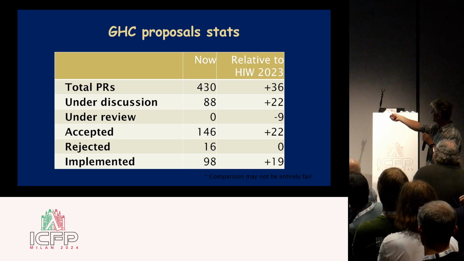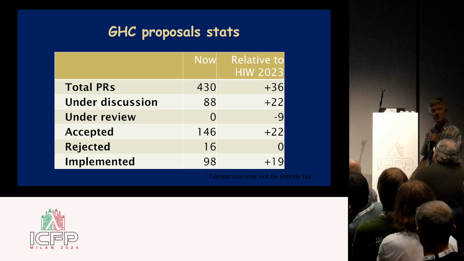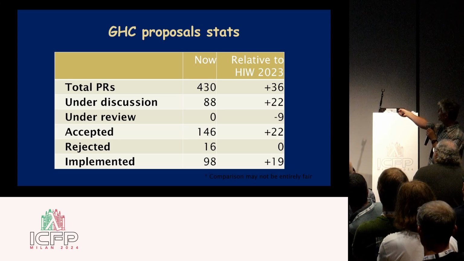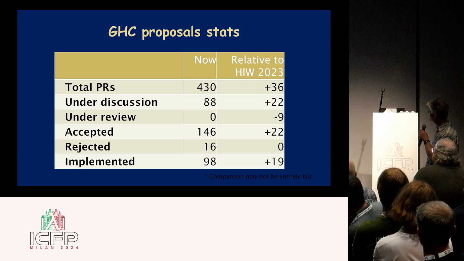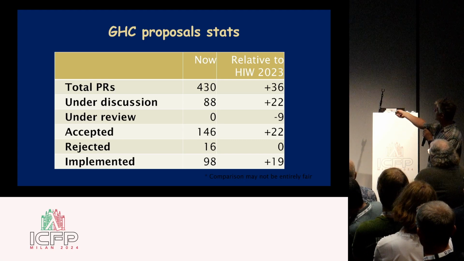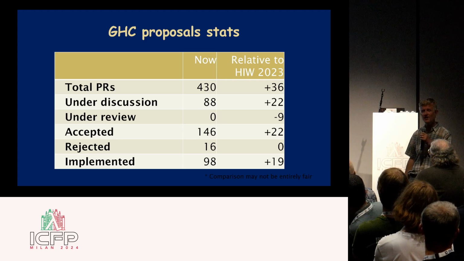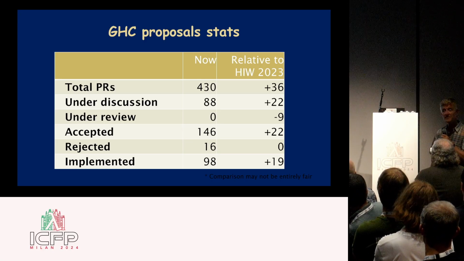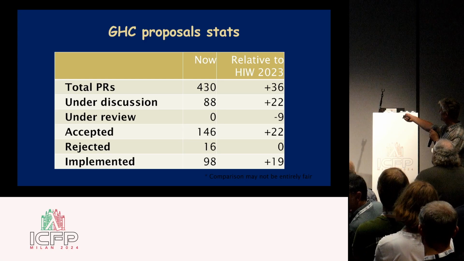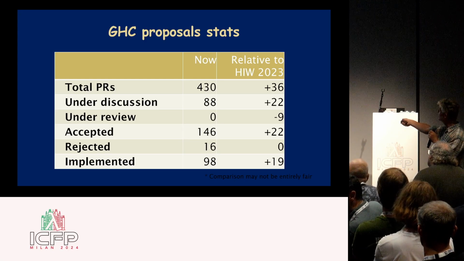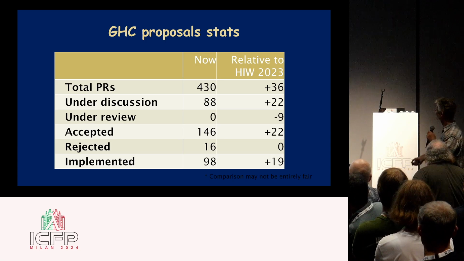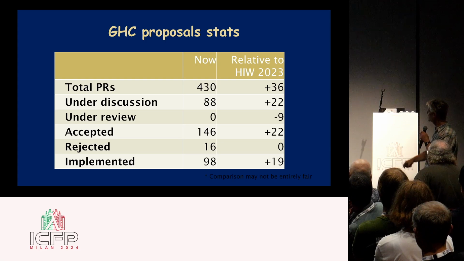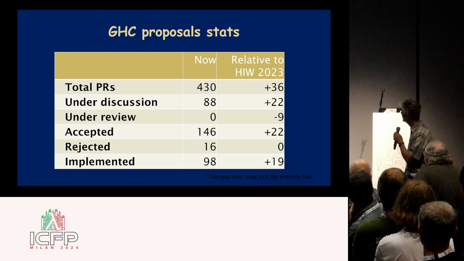The right-hand column, though, is the changes this year. Right, so we had 36 new proposals, of which 22 are still in that sort of limbo state. Why does it say -9? Maybe that's because there are 9 fewer under review now than were. So that's good. We've sort of accepted or rejected those. We accepted 22, rejected none. Did we reject none this year? It was very kind. And quite a few have actually been implemented.